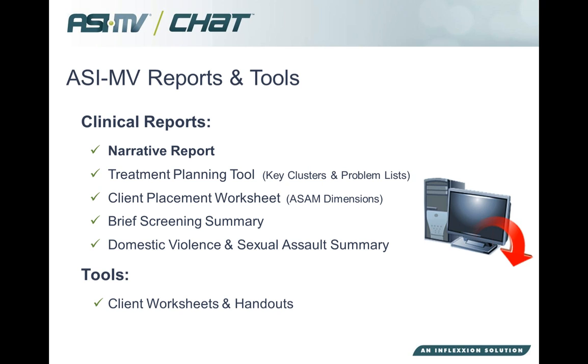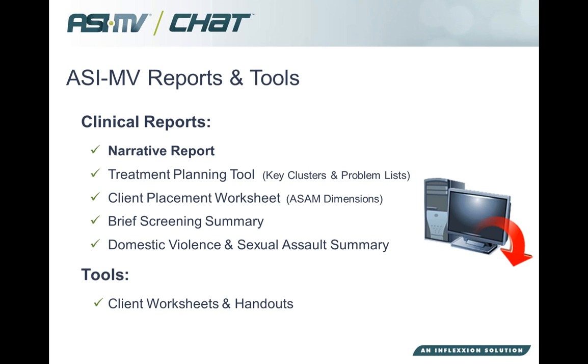The brief screening summary is a one-page report that allows staff to look at the key areas within the ASI where, if any, are endorsed that may require full evaluation. This report was developed for clinicians that weren't necessarily trained in alcohol or substance abuse, but needed to know quickly when to refer for a full evaluation.